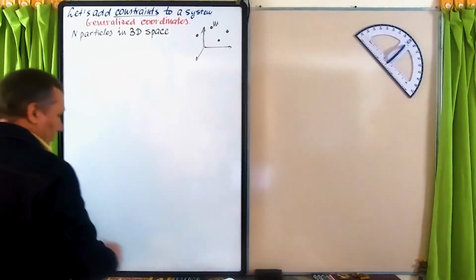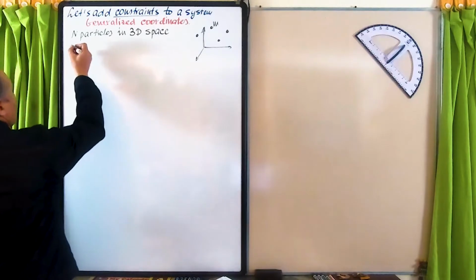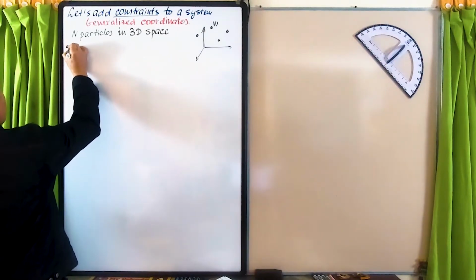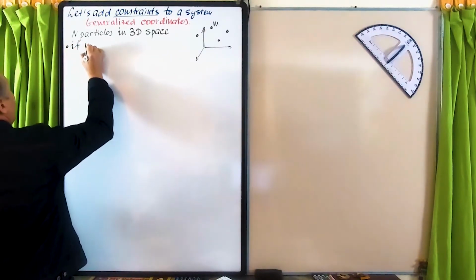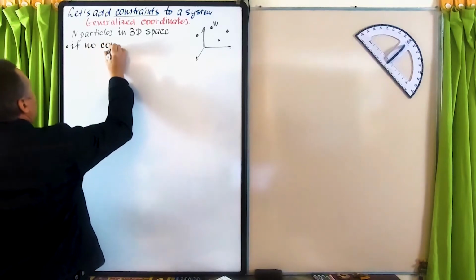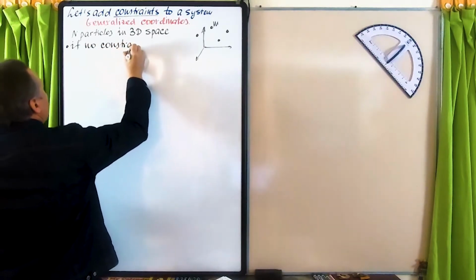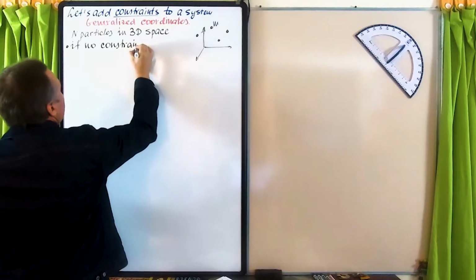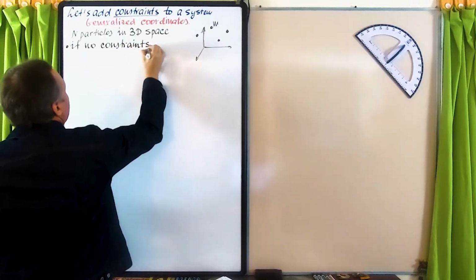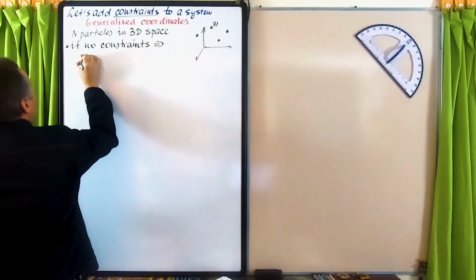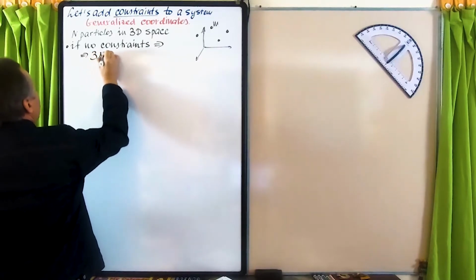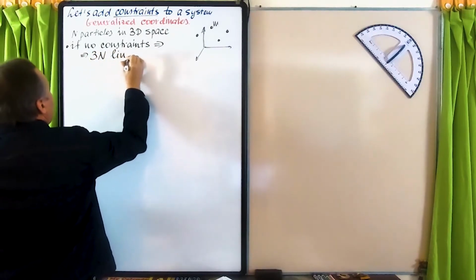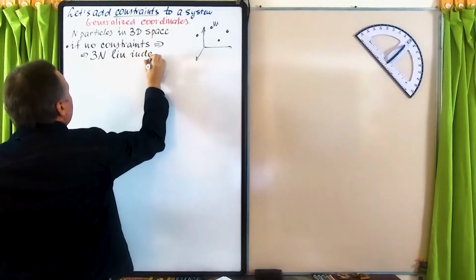Okay, so now let me write that down. If no constraints, first bullet, then we need 3n linearly independent coordinates.